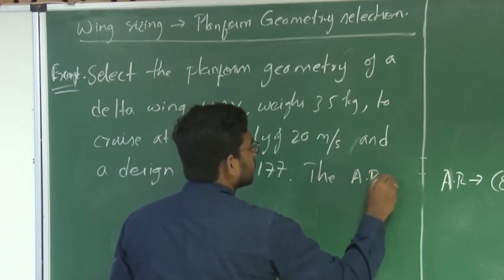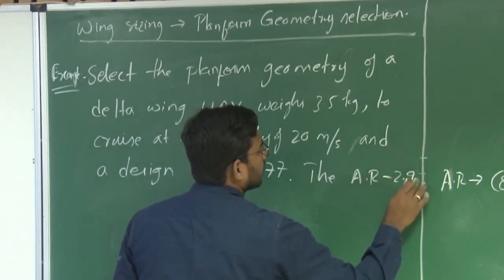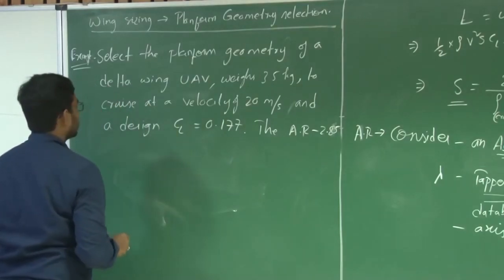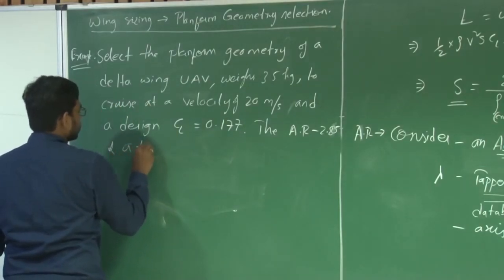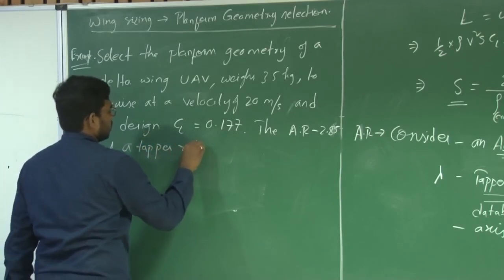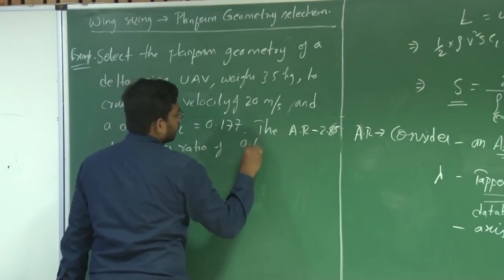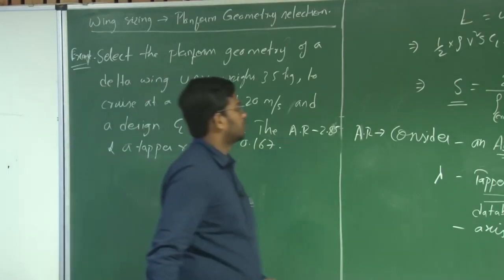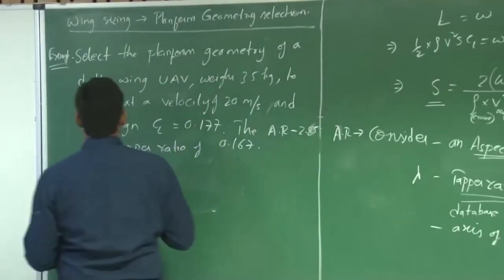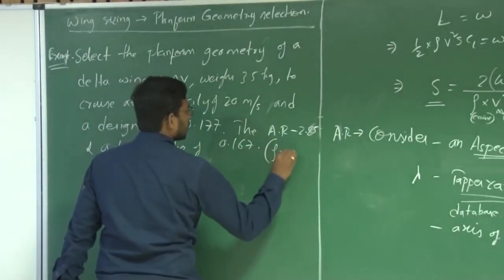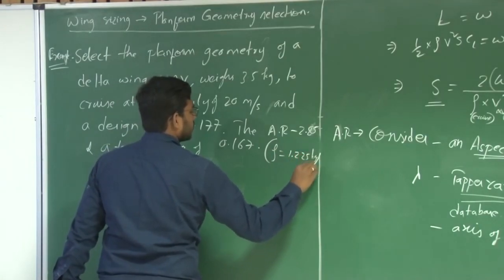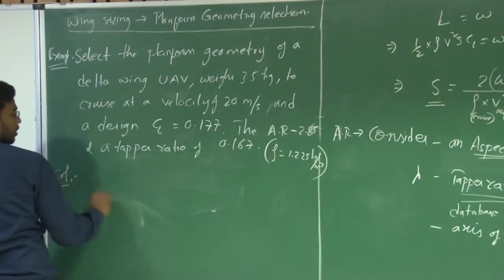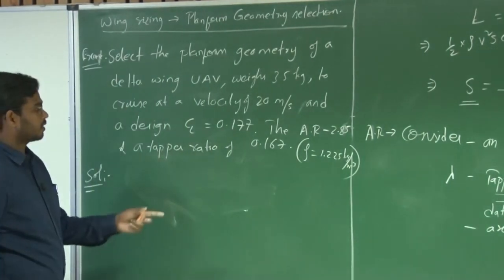The aspect ratio should be 2.85, and a taper ratio of 0.167. Right. So this UAV has to cruise at sea level, right? Consider sea level. Rho is 1.225 kg per meter cube. So this UAV has to cruise at this particular altitude, where the density is 1.225 kg per meter cube.